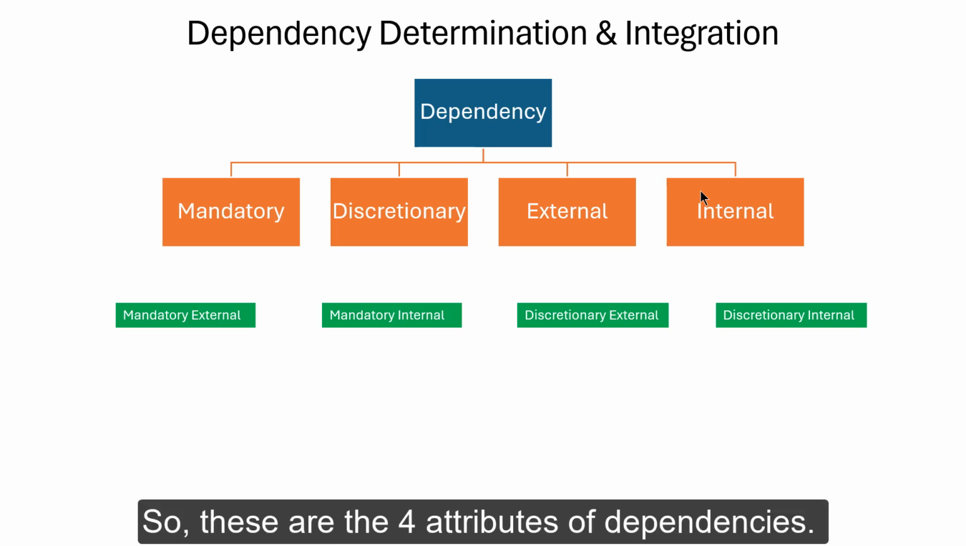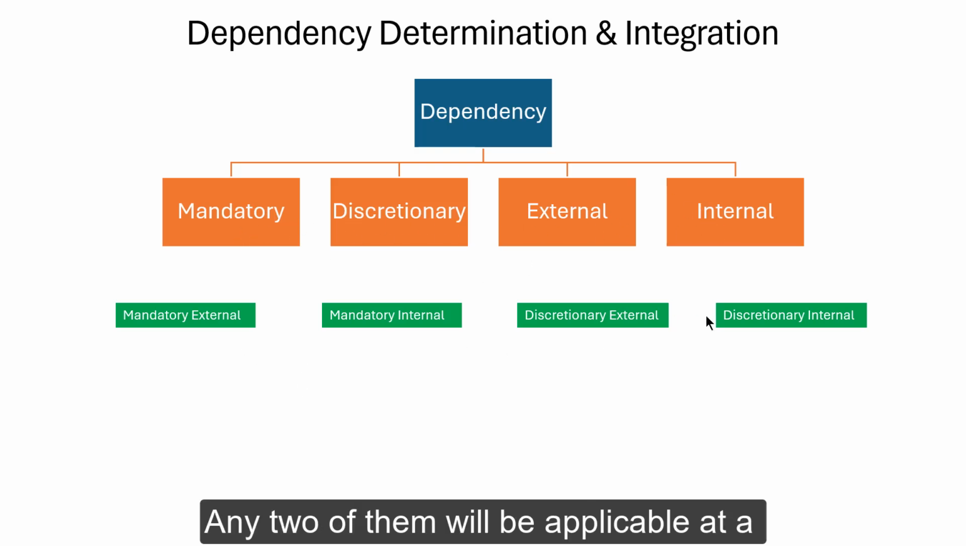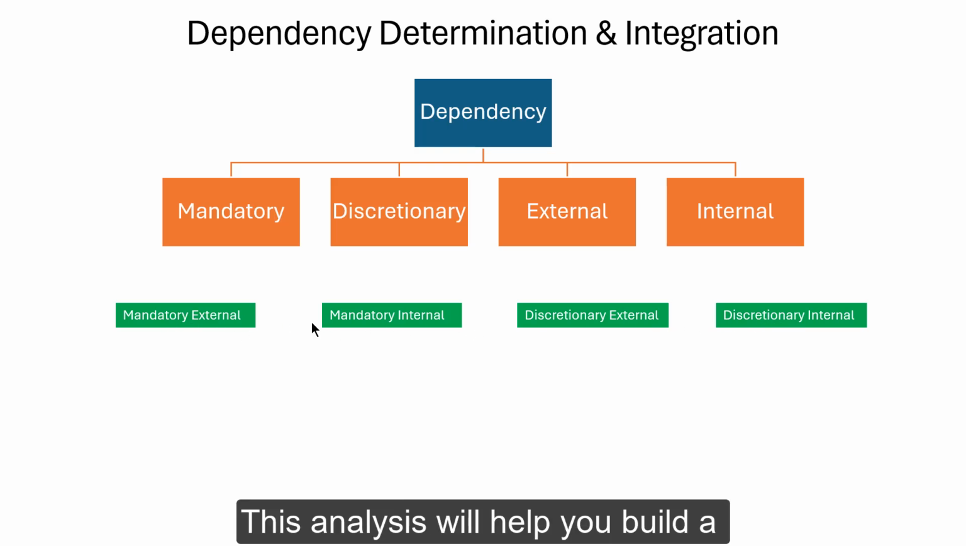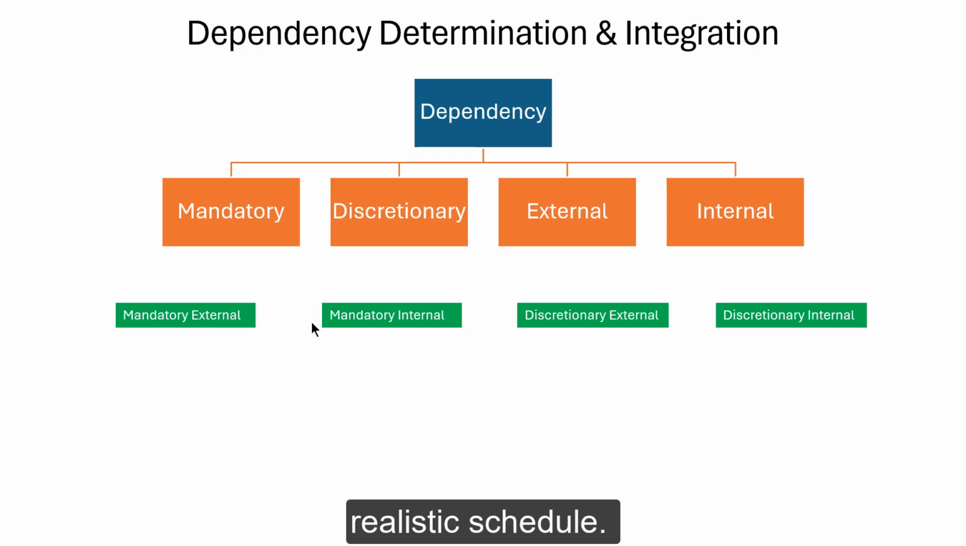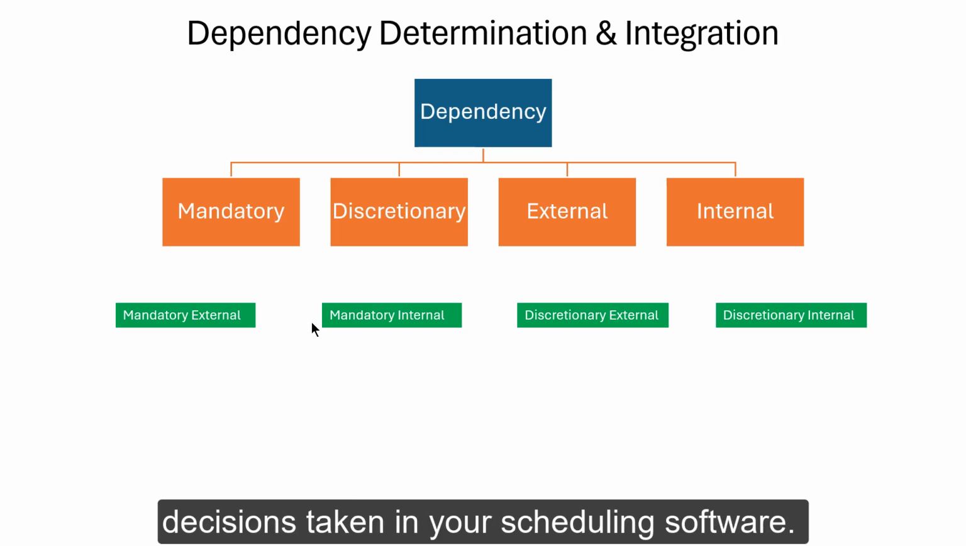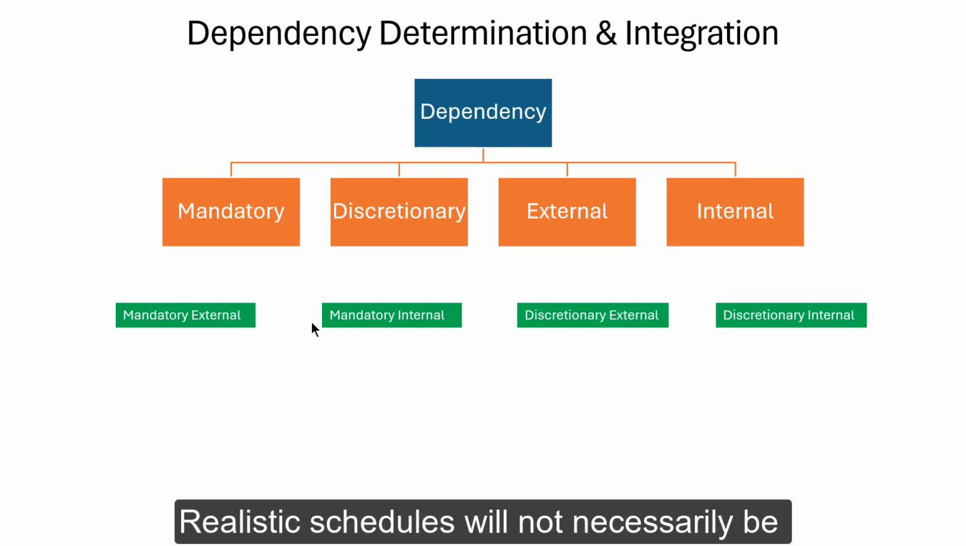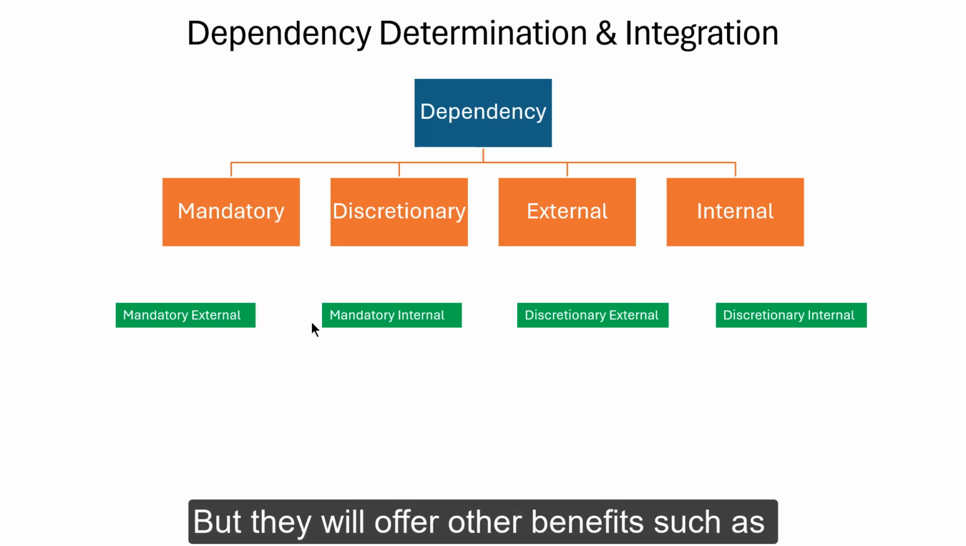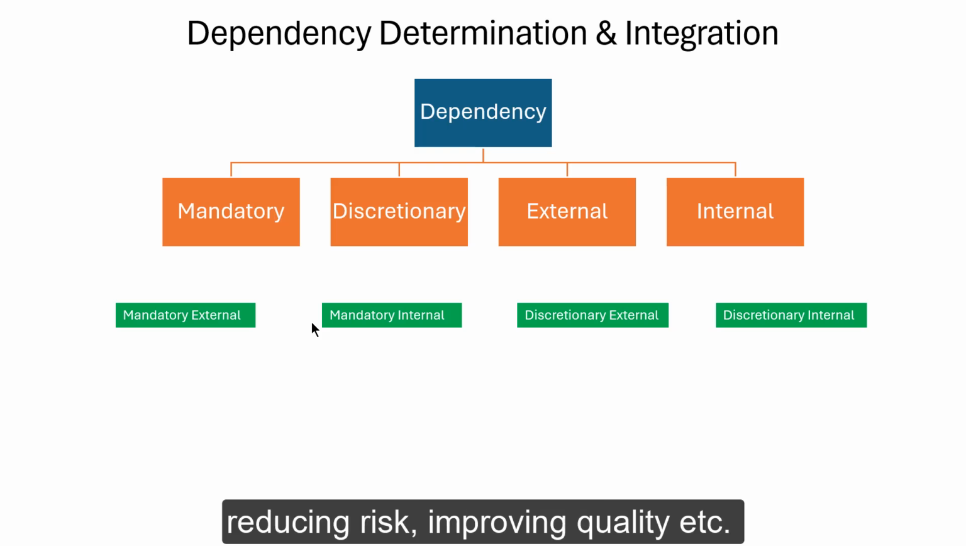So these are the 4 attributes of dependencies. Any 2 of them will be applicable at a given time as listed here. This analysis will help you build a realistic schedule. Always make sure you document the decisions taken in your scheduling software. It should be a ready reference because 1 year later you might forget why certain decisions were taken. Realistic schedules will not necessarily be the most efficient, but they will offer something else, such as reducing risks or improving quality and so on.